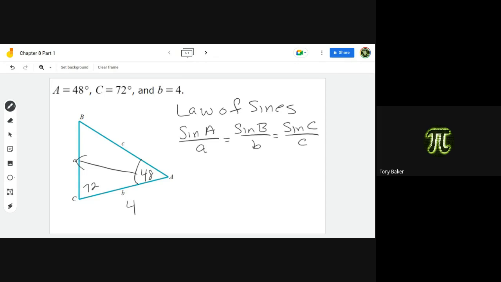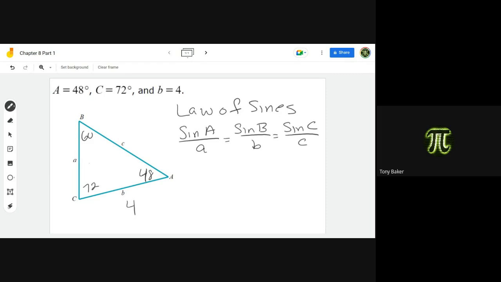So can we figure out angle B real quick? Yes. What's angle B? 60 degrees. Okay. That's what I want to do. So angle B is 60 degrees. So what's the largest side? C. What's the smallest side? A. Okay, so just by knowing the angles, I can figure out the order of the sides.